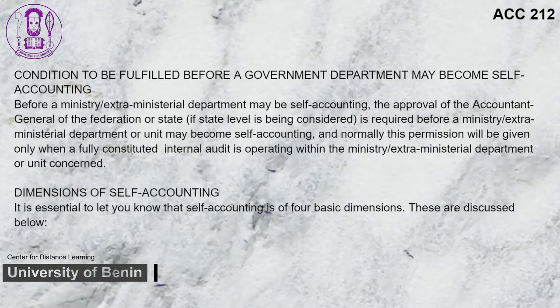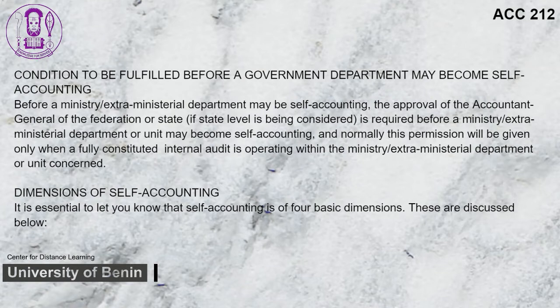Condition to be fulfilled before a government department may become self-accounting. Before a ministry/extra-ministerial department may be self-accounting, the approval of the accountant general of the federation, or of the state if state level is being considered, is required. Normally this permission will be given only when a fully constituted internal audit is operating within the ministry/extra-ministerial department or unit concerned.